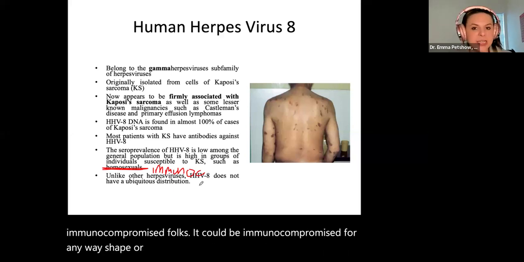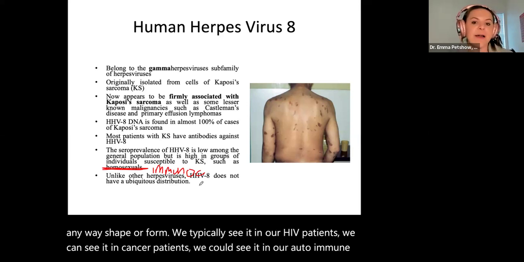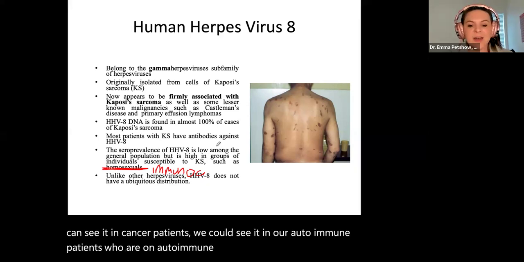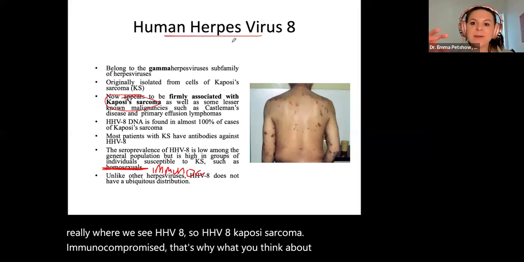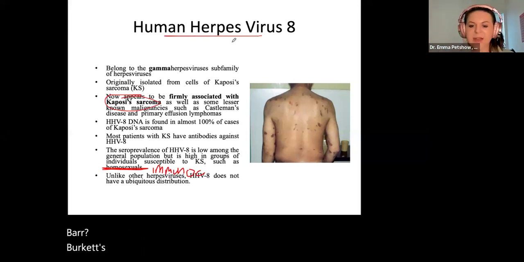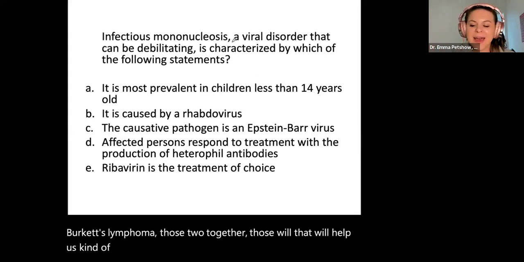We typically see it in our HIV patients. We can see it in cancer patients. We could see it in our autoimmune patients who are on immunosuppressive therapies. So that's really where we see HHV8. So HHV8, Kaposi sarcoma, immunocompromised. That's what you think about. Epstein-Barr, Burkitt's lymphoma, those two together. That will help us keep these diseases separate.